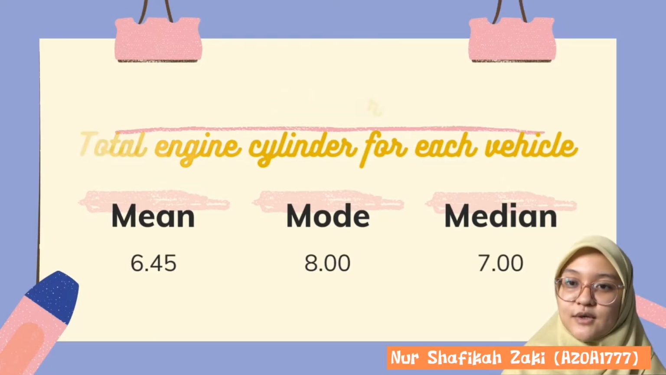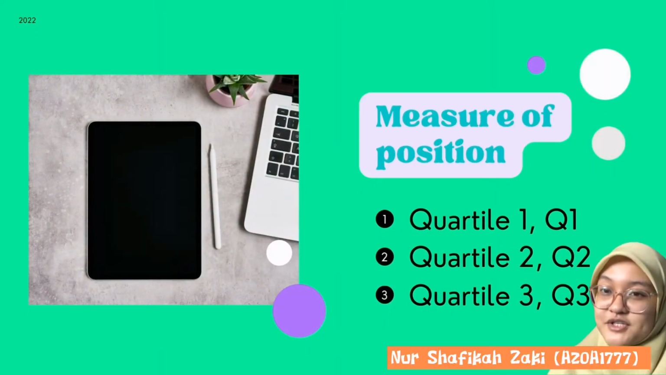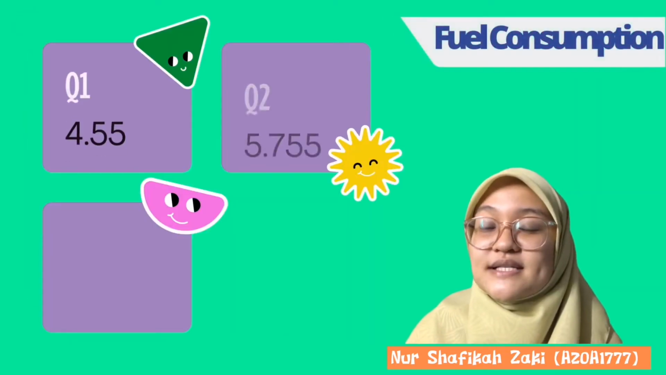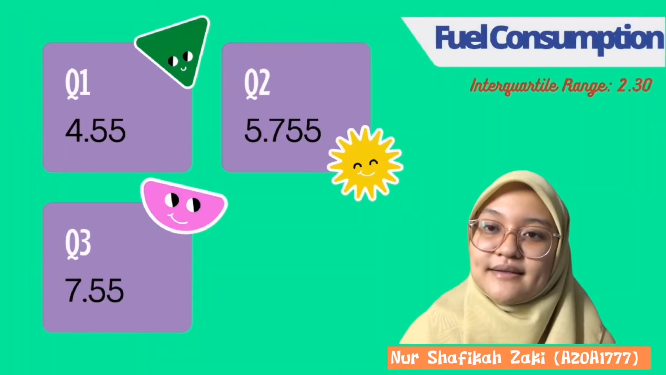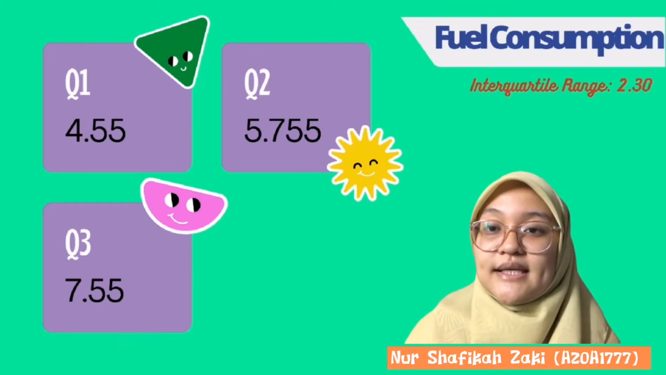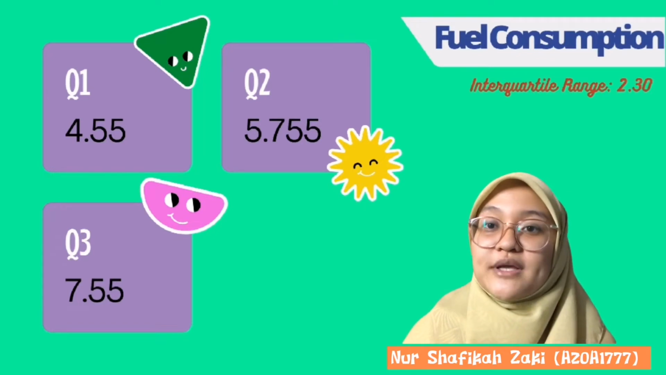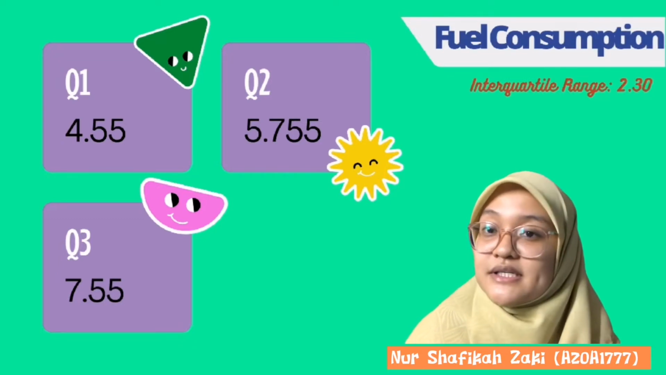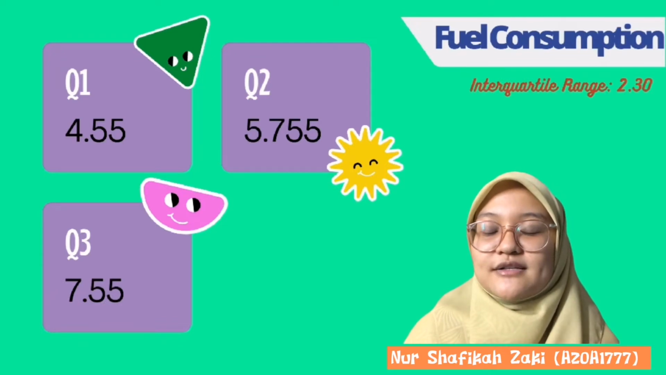equal to 7.00. Next, we move to measure of position. We have quartiles, the first quartile, the second quartile, and the third quartile, and we have the interquartile range. The first one is liter per 100. We have calculated the first quartile equal to 4.55, the second quartile equal to 5.76, and the third quartile equal to 7.55. The interquartile range is equal to 2.30.